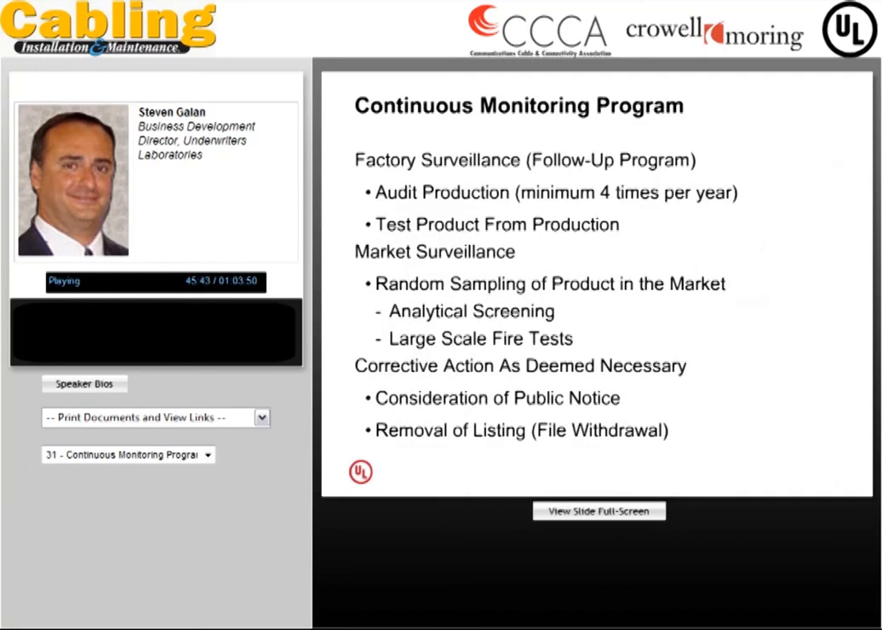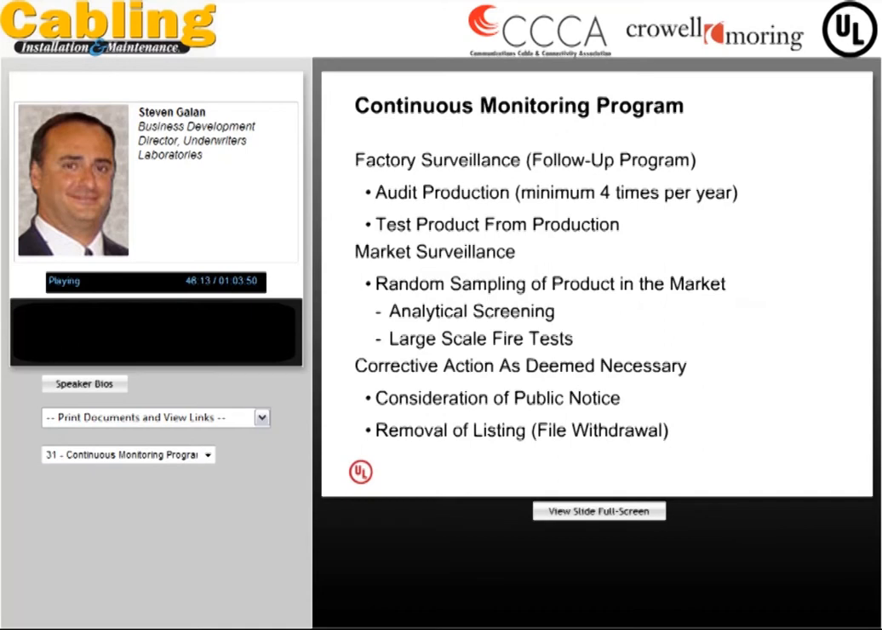In the last few minutes, I would like to briefly explain that this is not just a rigorous test program that is required of manufacturers to achieve the ability to use the UL symbol and holographic label on their products, but is also a continuous monitoring program. UL program requires factory surveillance, or what we call our follow-up program. This portion of the program requires that UL field representatives visit each manufacturer a minimum of 4 times per year, but usually more, and it's based on their production.